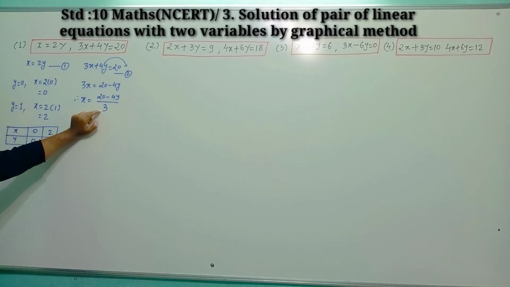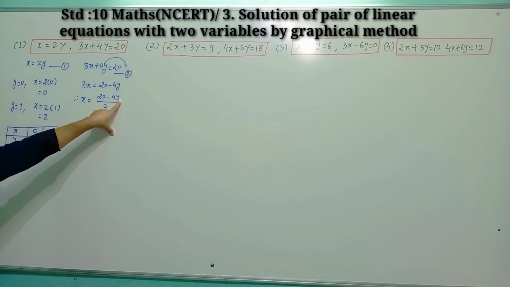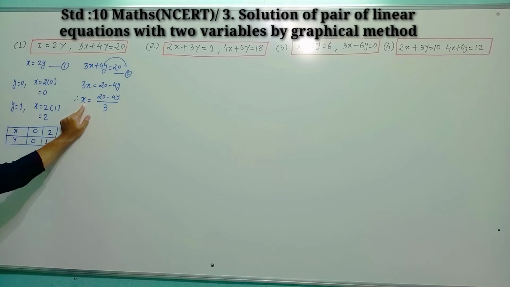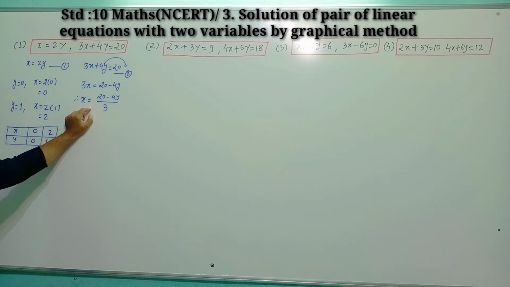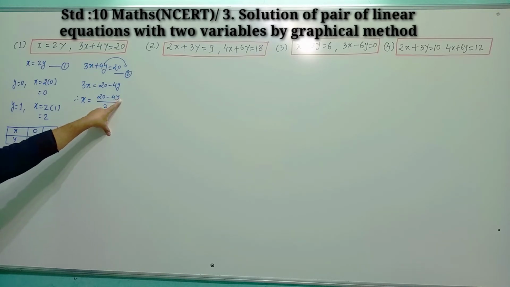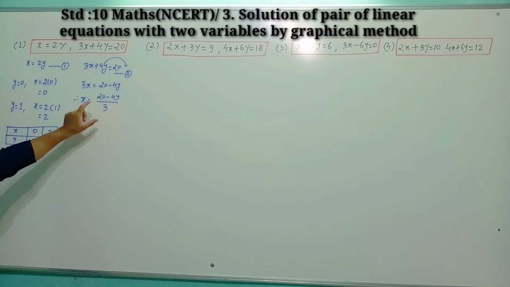Now students, here you will have to consider different values of y in such a way that the value of x should be an integer. Integer means what? 1, 2, 3, 4, 0, minus 1, minus 2, minus 3. Because students, if you are getting integral values, you can plot those points on the graph very easily. So your target is to be what? Whenever you are considering the values of x or y, the respective values of x or y should be integers, right? Because integers can be plotted on the graph very easily.